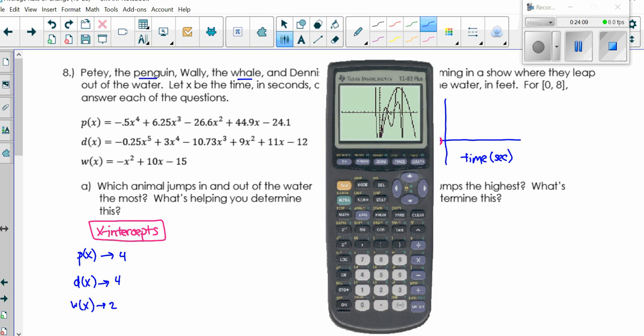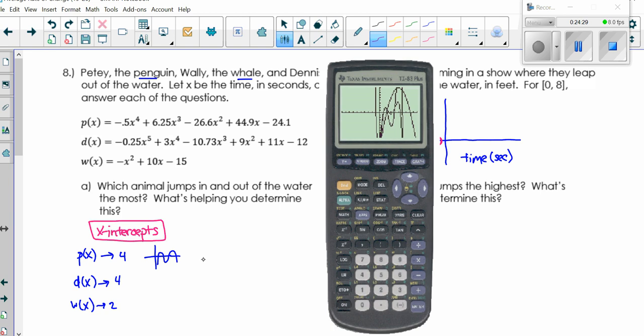Okay. So what that means in terms of jumping is if both of those have 4, it's going 1, 2, 3, 4. So in terms of jumping in and out, which animal jumps in and out of the water the most, these two are the same number of x-intercepts. So it's jumping out once and again. So it actually jumped out twice, whereas the last one only jumps out once.